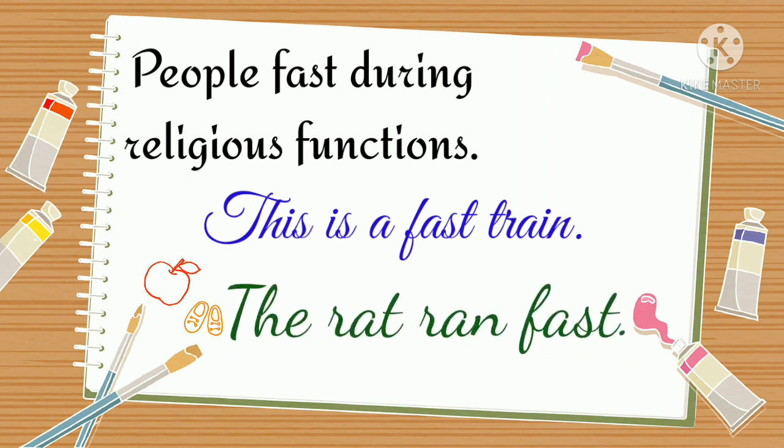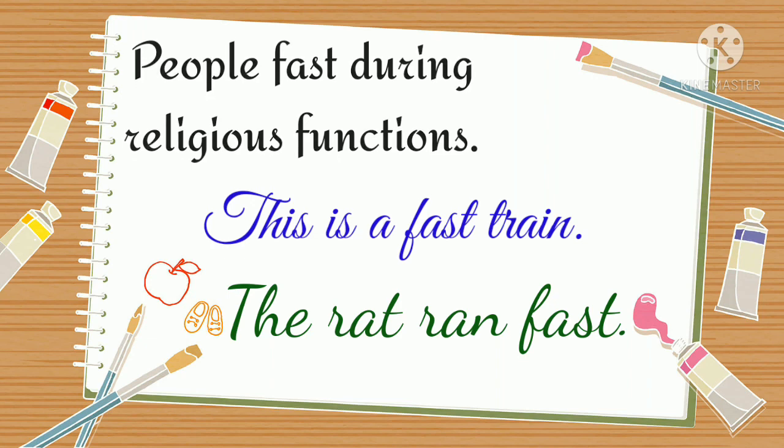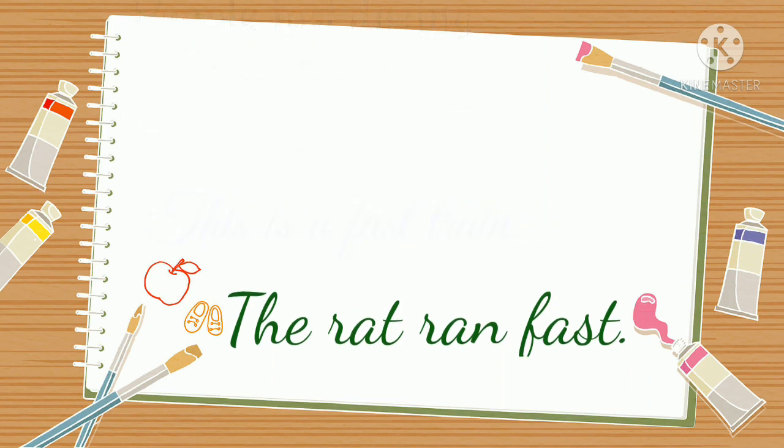The next sentence, the rat ran fast. How did the rat run, children? The rat ran fast. So here, fast becomes an adverb which tells you how the action is performed. So that is how fast is used as a verb, an adjective, and an adverb.